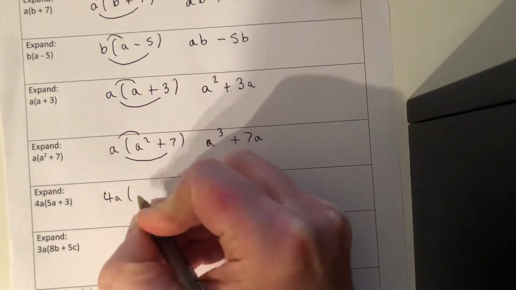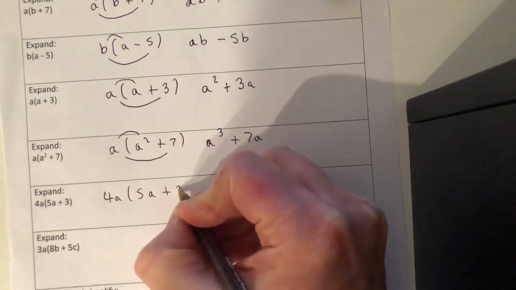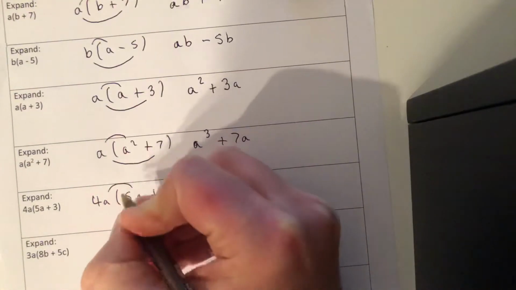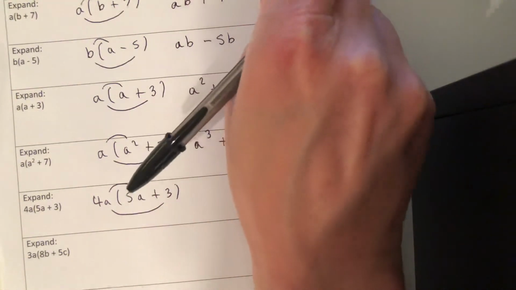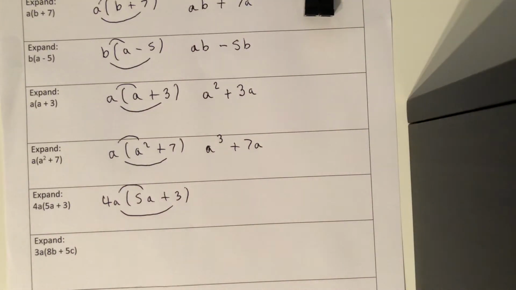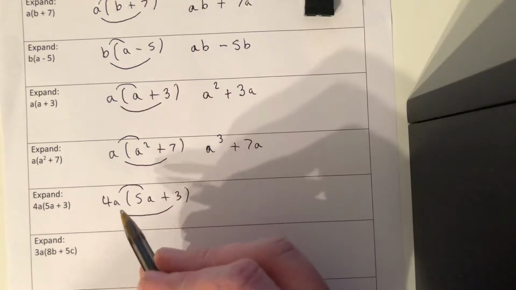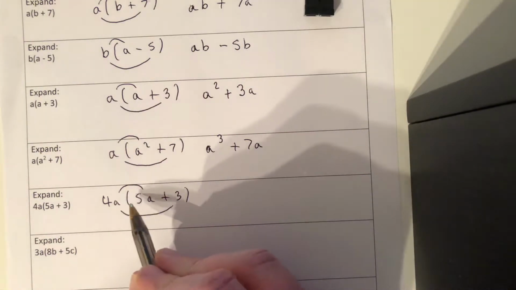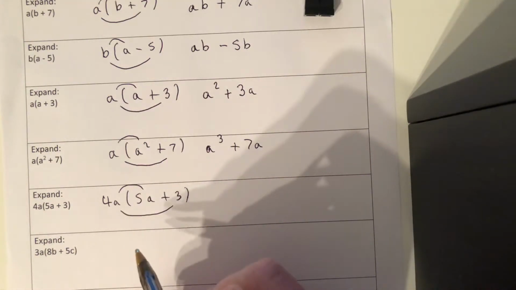Okay, this one, no harder really. 4a times 5a add 3. With this one here, all we need to make sure we're doing is, when we're multiplying, this is what we do when simplifying, multiply the number by the number and then the letter by the letter, and that's all it is.